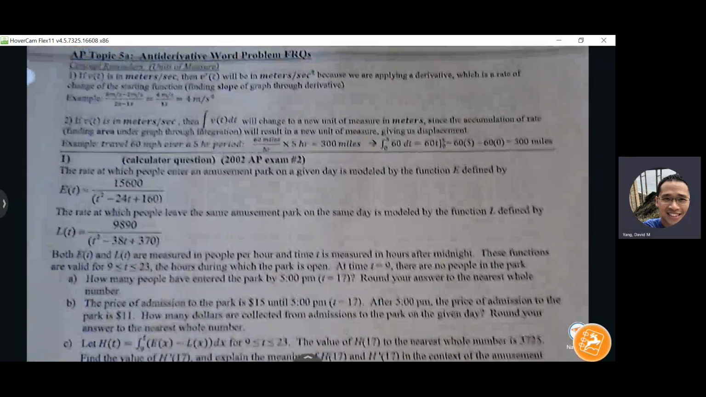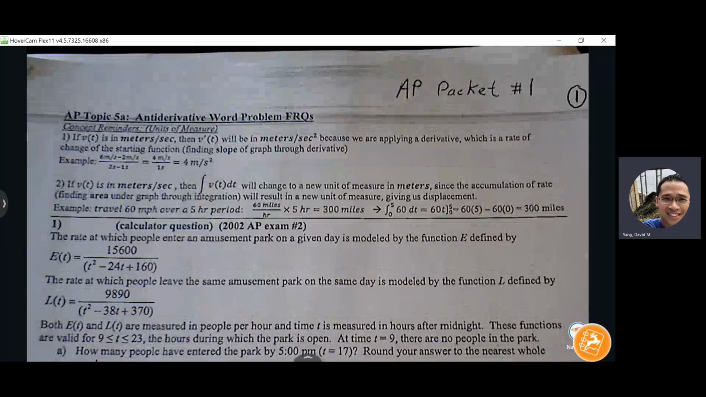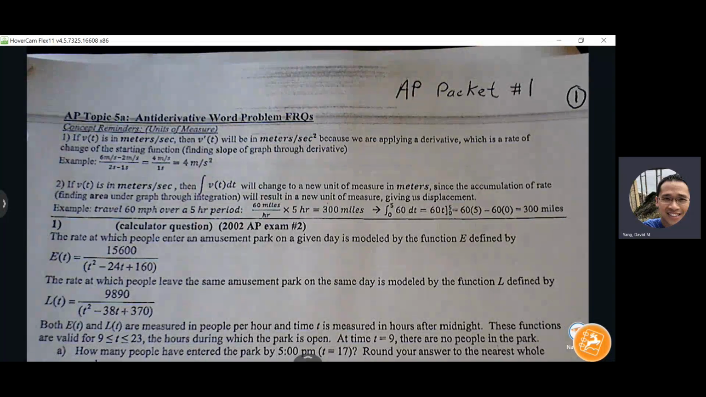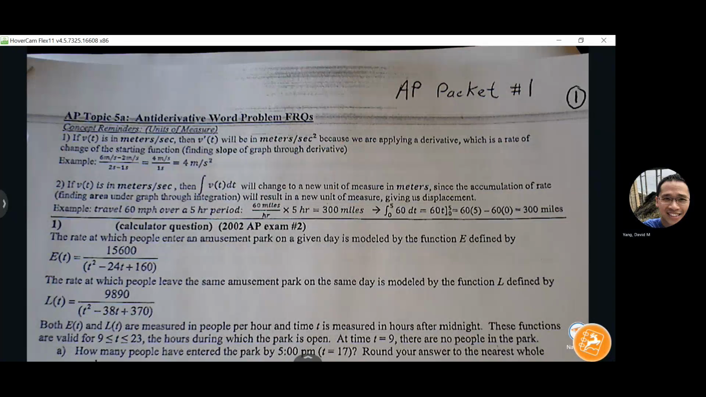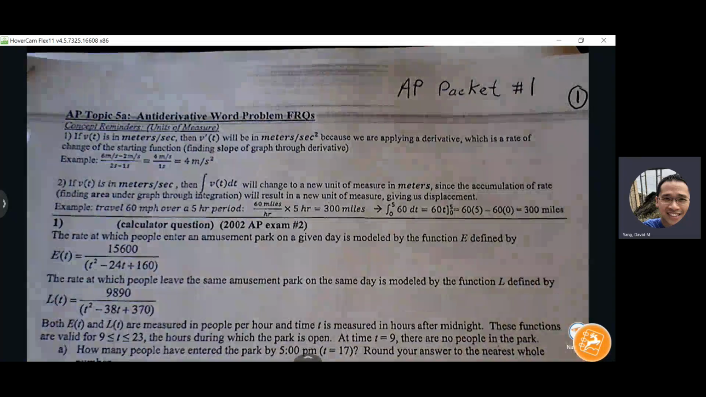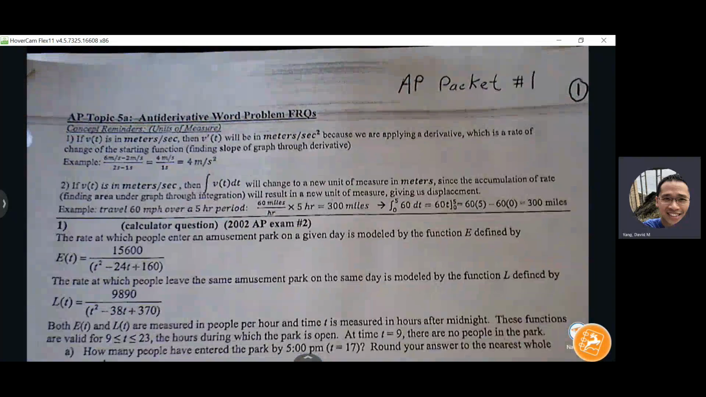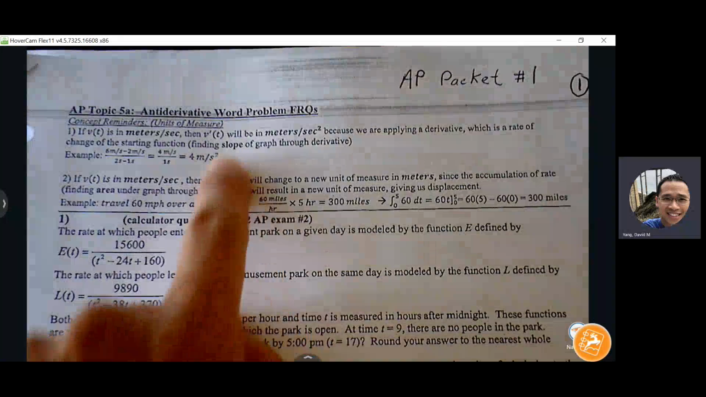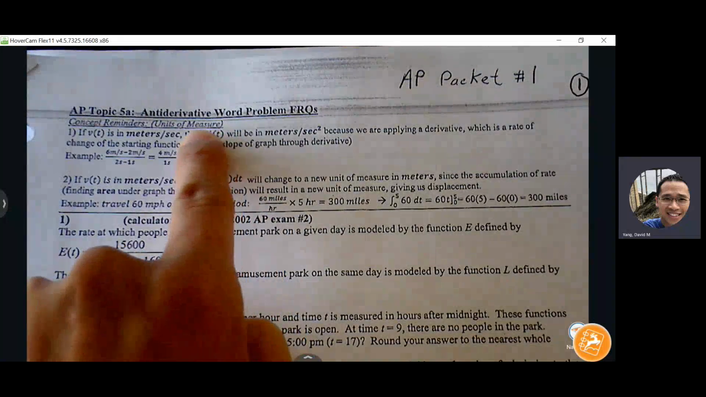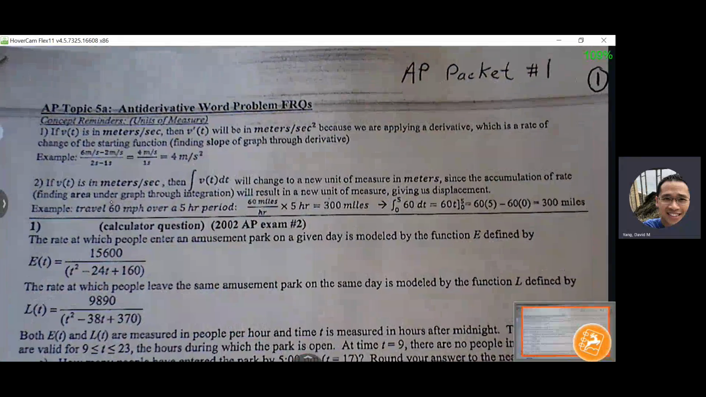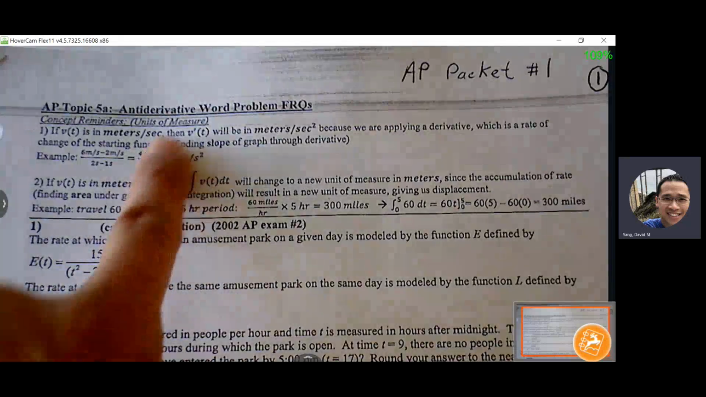All right, so this is not going to be on the quiz that I have for next week, but it is very important because these are very specific FRQ problems that we haven't quite seen yet. So I want to spend some time. Hopefully, I can get through at least 1 and 2. So we'll see. Okay, so I do want to mention a couple of conceptual reminders with units of measure.